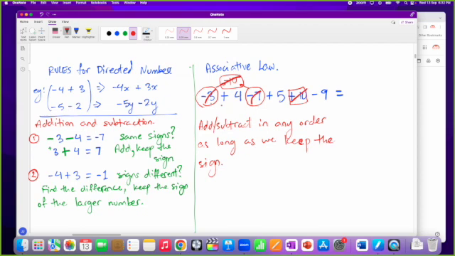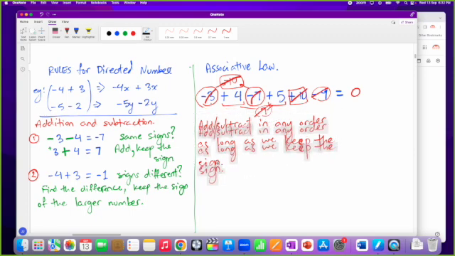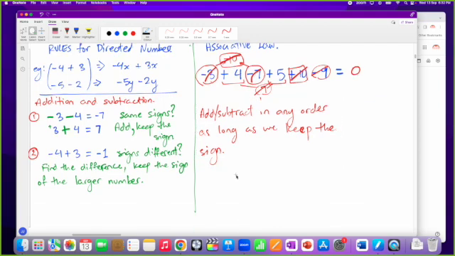And then I could see that I have, well, 4 plus 5. 4 plus 5 is 9. So this 4 plus this 5 is 9. But then you have this 9, and then we have a minus 9 here. So 9 minus 9 will give me 0. And the answer here is 0. Okay? So this is what the associative law is about, that you can add and subtract in any order as long as we keep the signs.